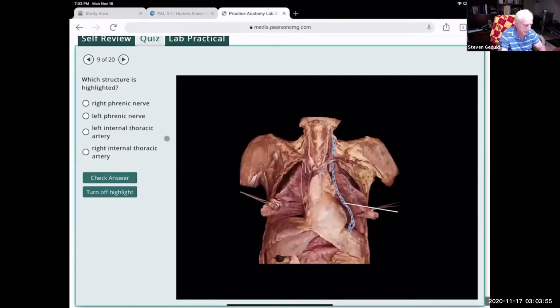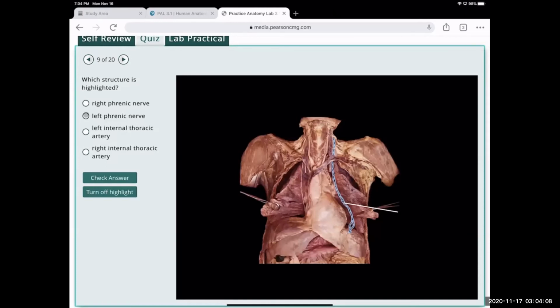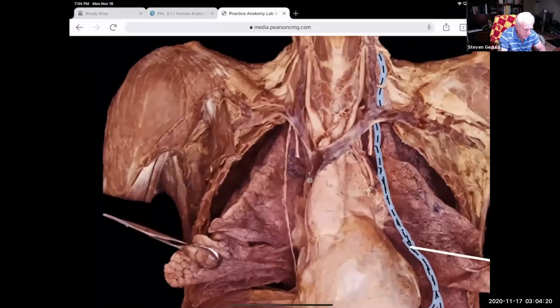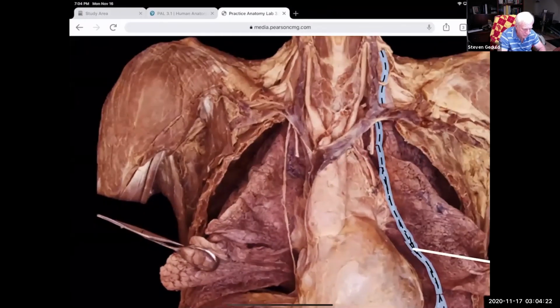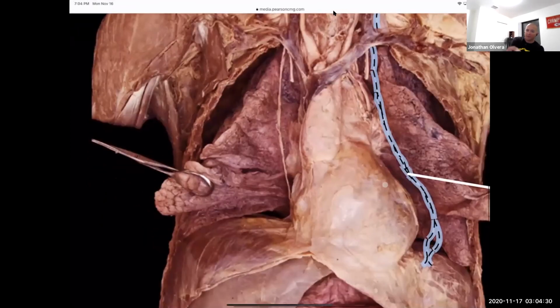And what nerve is that? Left phrenic. Or wait, no. Yep, left phrenic. Yeah, I'd say left. Is it the internal thoracic artery? No, that runs like this. See this little point right here? I think that's your internal thoracic. Too small. No, I think these are your internal thoracic arteries right here. Well, the phrenic nerve goes to your diaphragm, and that looks like it's going to the diaphragm and stopping.